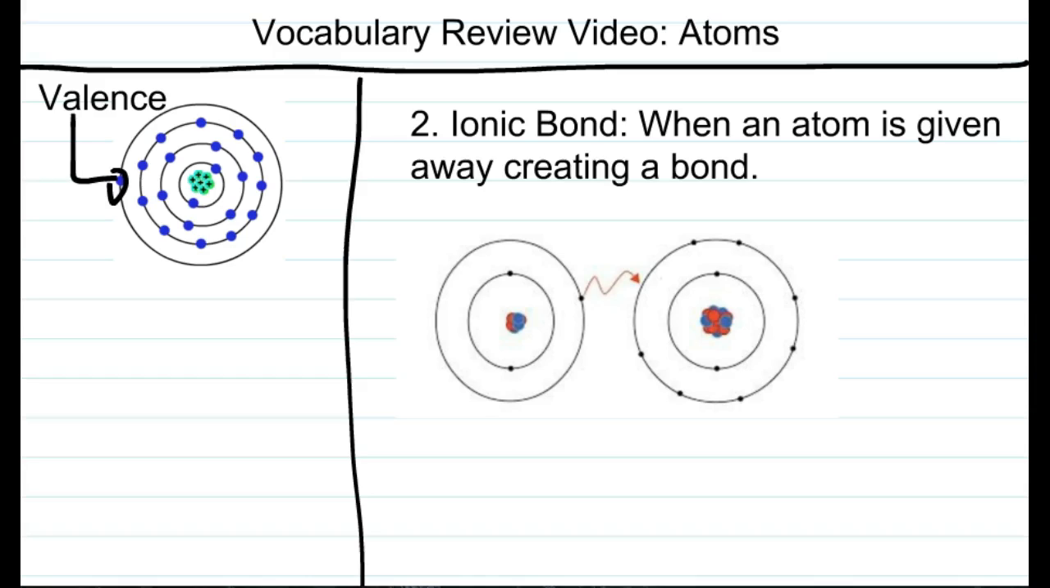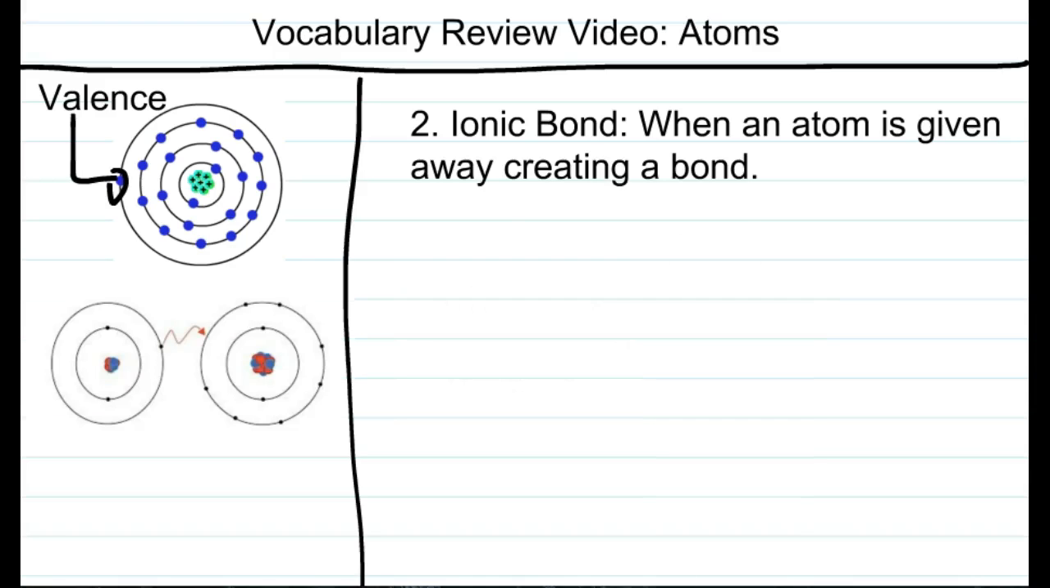Next one is an ionic bond. An ionic bond is when an electron is given away, creating a bond. In the picture you saw before, this electron is being given away to this one because it's unstable. It wants to give away that 1 electron, making the other one more stable. One of them becomes positively charged, and the other becomes negatively charged, because their electrical balance is thrown off by the giving away or the adding of electrons. That's an ionic bond. Just remember that in an ionic bond, an electron is given away.